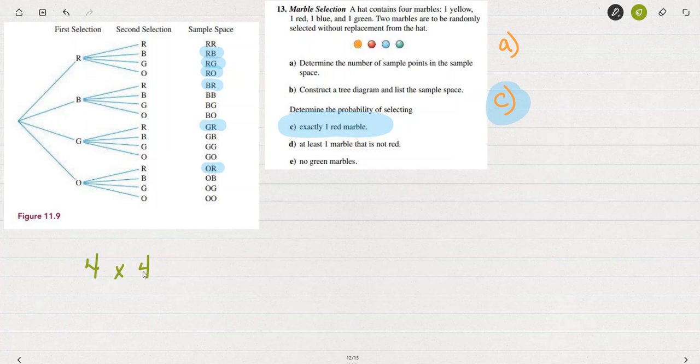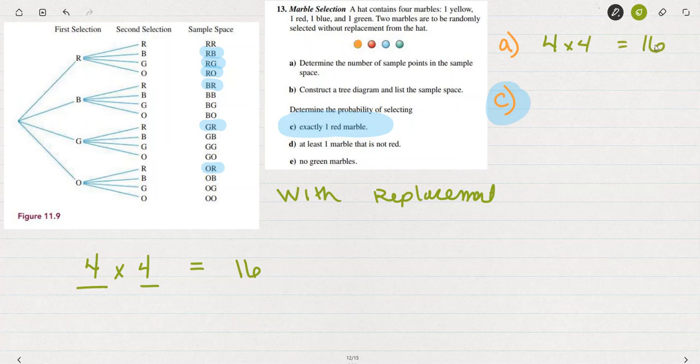What we're going to do with this one is we're going to replace them. So this will be with replacement. So we draw our marble. There's 4 different marbles we could get. Put that back, draw again. So do you see that there's a total of 16 elements in the sample space? 4 times 4, or 16. The number of sample points in the sample space is 4 times 4, or 16.